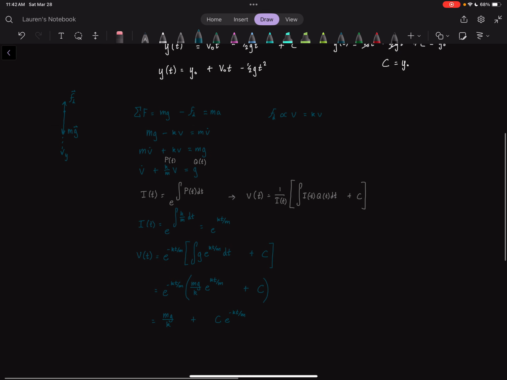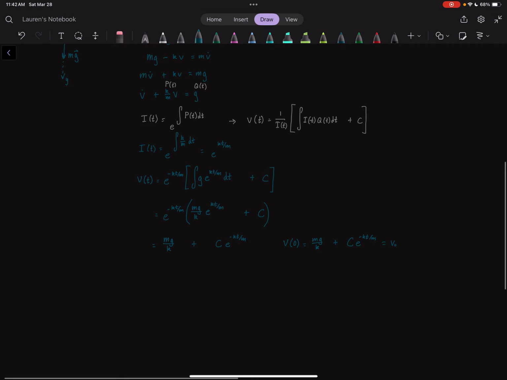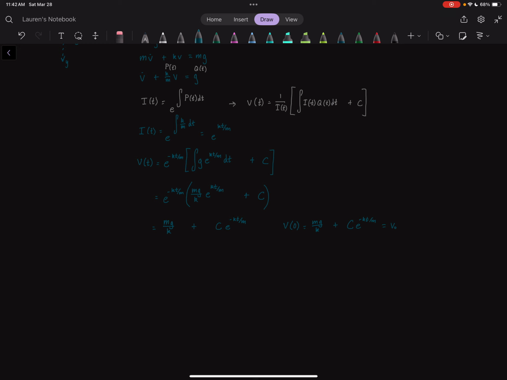And then we can do the same thing we did before, saying that v at time t equals 0 of this function, mg over k plus c e to the minus kt over m, is equal to v naught. As t goes to 0, this exponential term goes to 1. And so we have mg over k plus c equals v naught, and therefore c is equal to v naught minus mg over k.